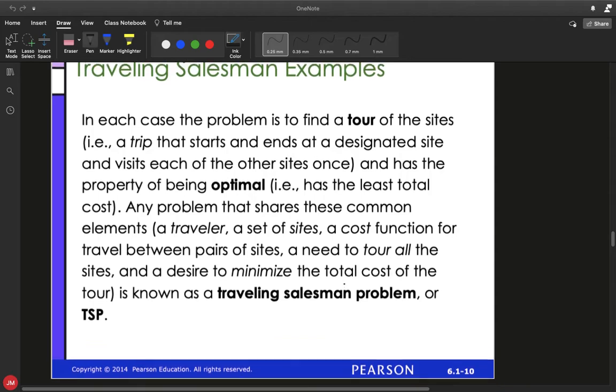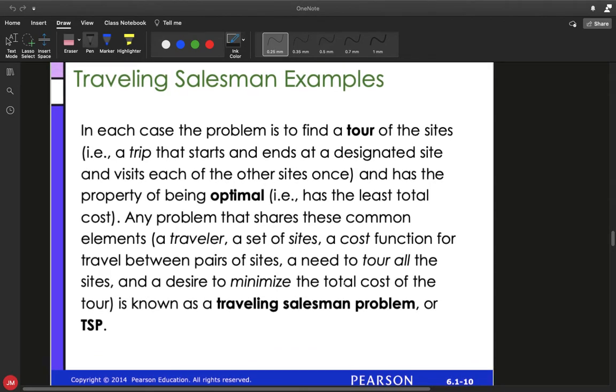So really what I wanted to make sure that you guys understood about these problems, in each of those cases, each of those problems that we are looking at, we're looking for a tour. In other words, we're looking for a trip that starts at one point, ends at another point, and visits each of the different sites once. So rather than looking at going through each path once, we're only looking to go to each vertex once. Now, we also have this idea of an optimal route where we're looking for what is the least total cost, be it money, be it time, all those sorts of things can represent cost.